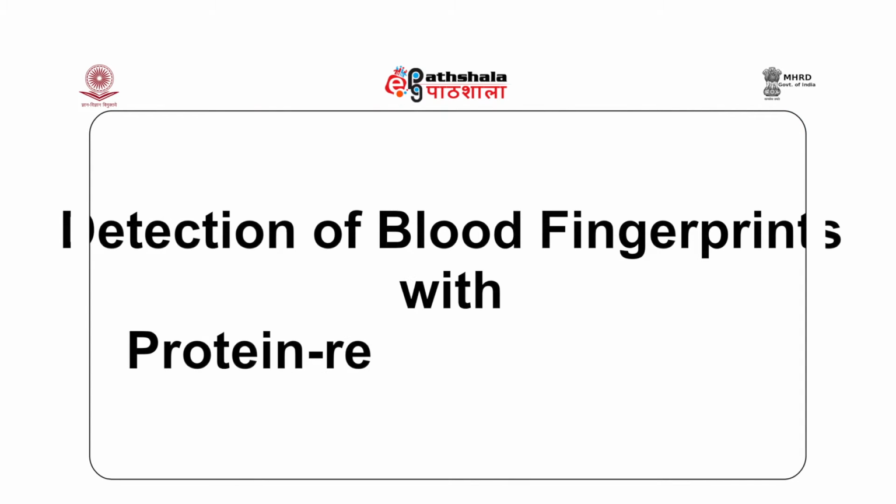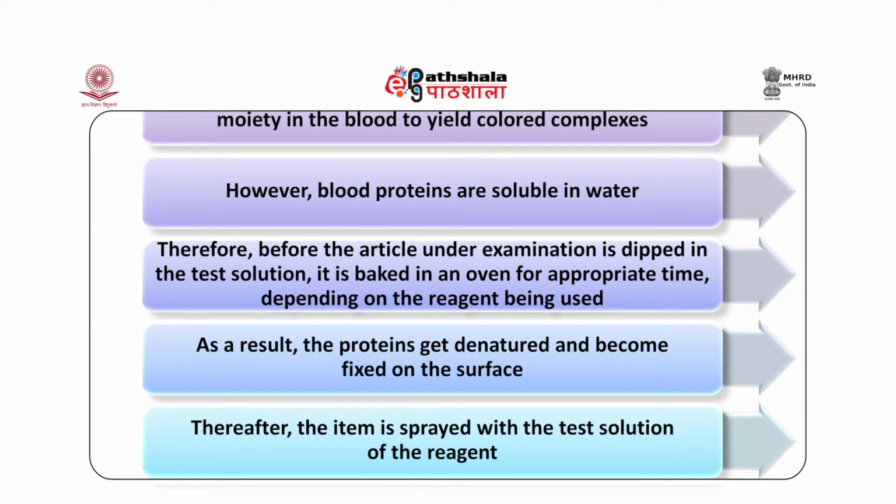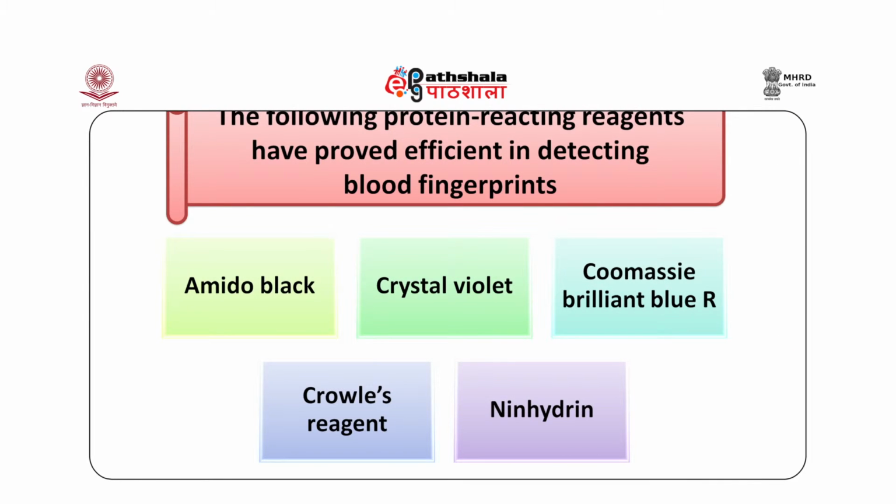Now, let us see detection of blood fingerprints with protein reacting reagents. A good number of organic derivatives bind to the protein moiety in the blood to yield colored complexes. However, blood proteins are soluble in water. Therefore, before the article under examination is dipped in the test solution, it is baked in an oven for appropriate time, depending on the reagent being used. As a result, the proteins get denatured and become fixed on the surface. Therefore, the item is sprayed with the test solution of the reagent. The following protein reacting reagents have proved efficient in detecting blood fingerprints.